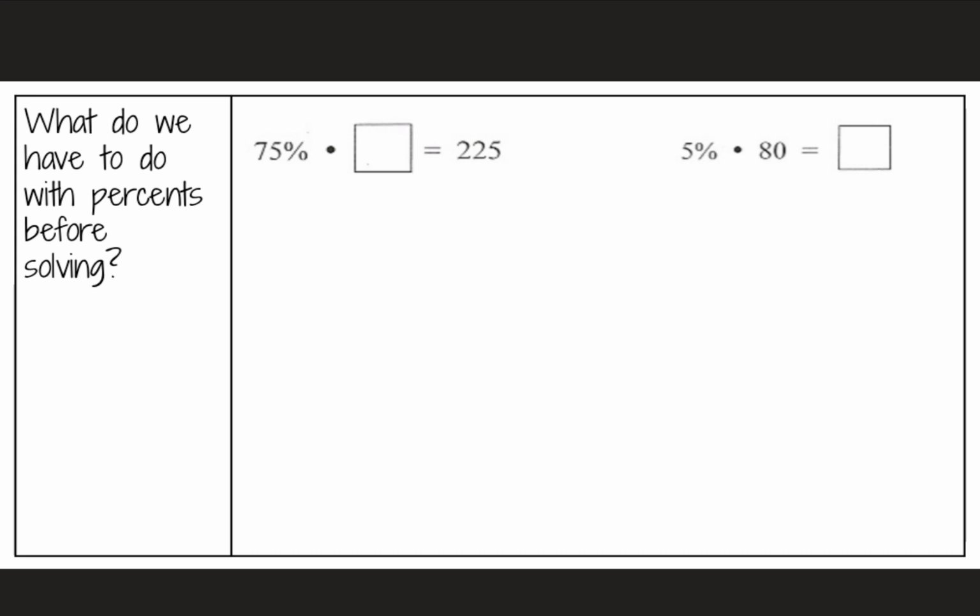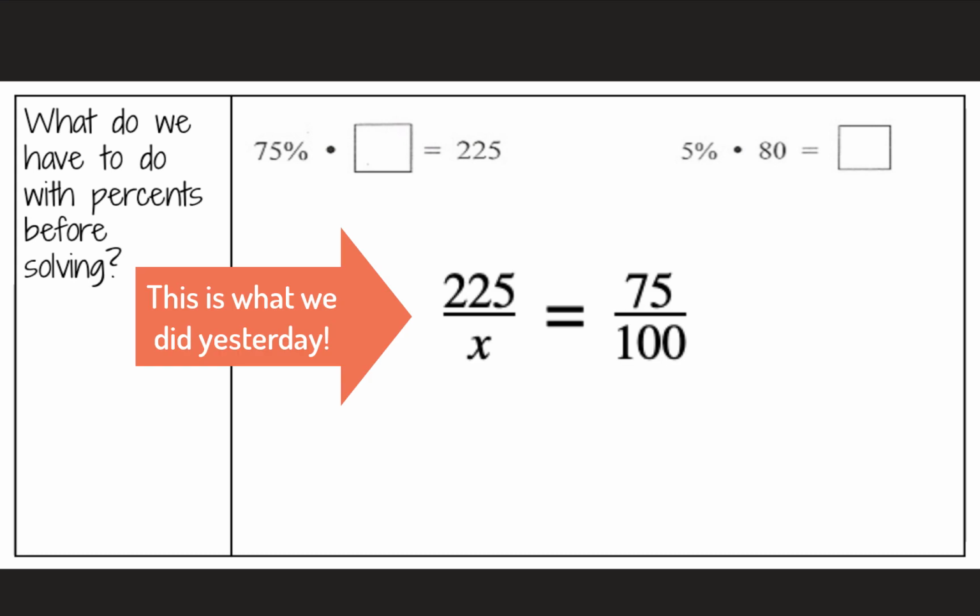What do we have to do with percents before solving? So now we have a multiplication problem and a percent is involved. 75% of some number is 225. This value right here is the part. This value is the percent. We are finding the total. Yesterday we did that and we used the percent equation that was in proportion form, right? We did 75 over 100. We know that the part is 225. Now we're finding the total.